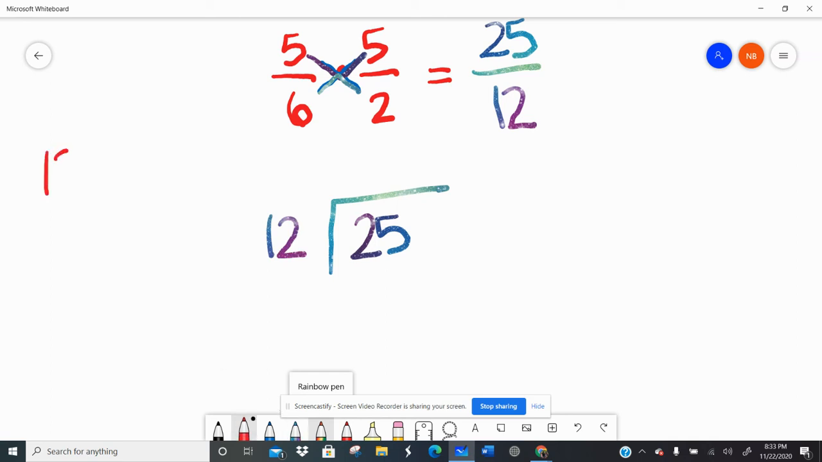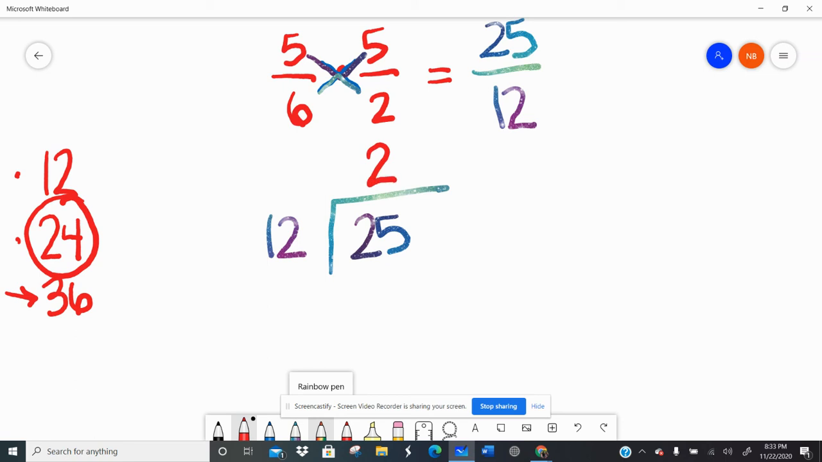I have 12 times 1 is 12. 12 times 2 is 24. Close. 12 times 3 is 36. Oh, that's way too much. So I can make two whole groups. One group, two groups. Okay, so 12 goes into 25 two times, right?